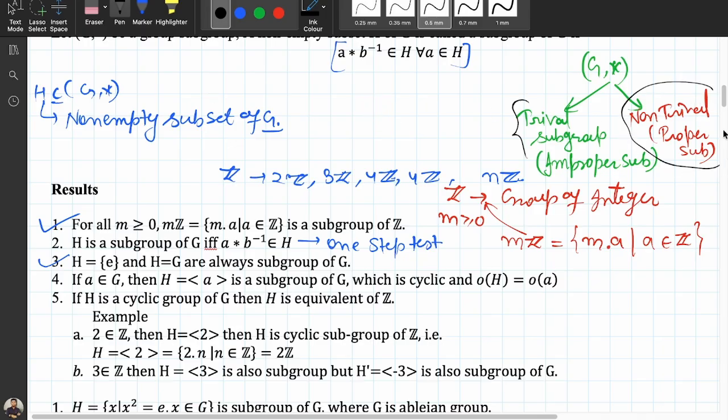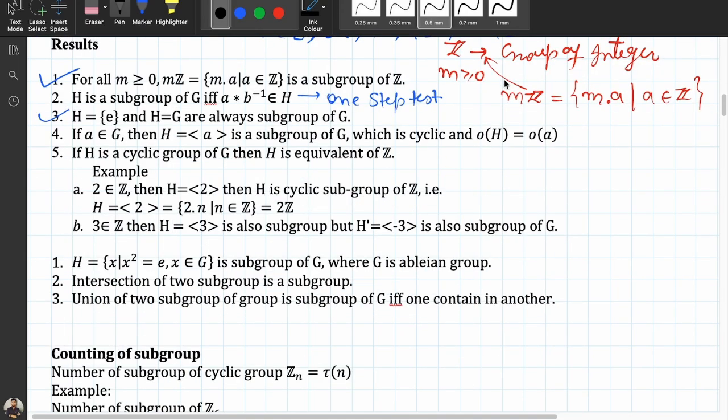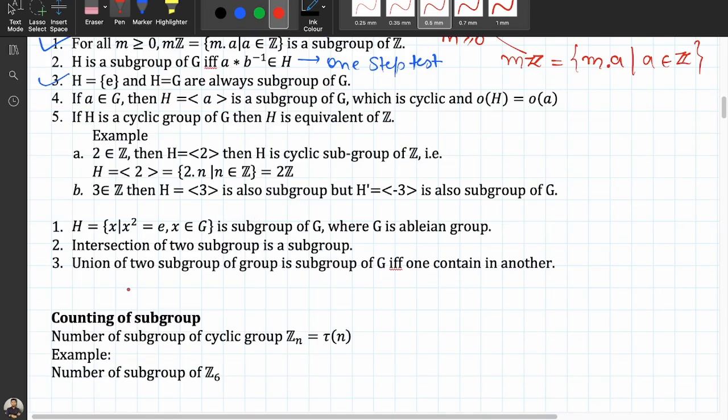One more thing, next, non-trivial. What do you mean by non-trivial? All subgroups other than the identity and G are known as non-trivial subgroups, or you can also say proper subgroups, which we'll discuss. Okay, so identity and G itself are both always subgroups of any group. Next, if a belongs to G, then H is something known as a generator. Now there is a concept of the cyclic group, and I want to explain this point. If you have any cyclic group, cyclic group means there exists at least one element.